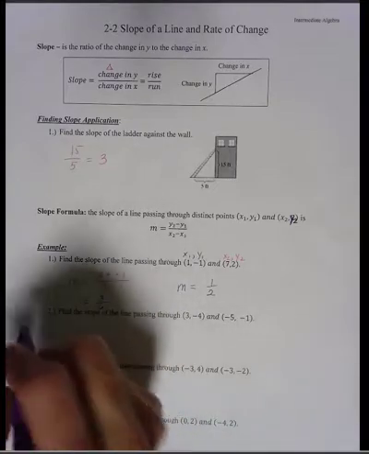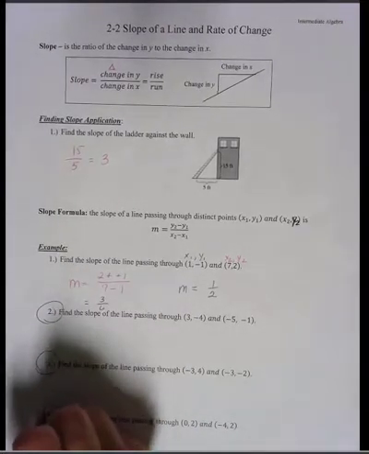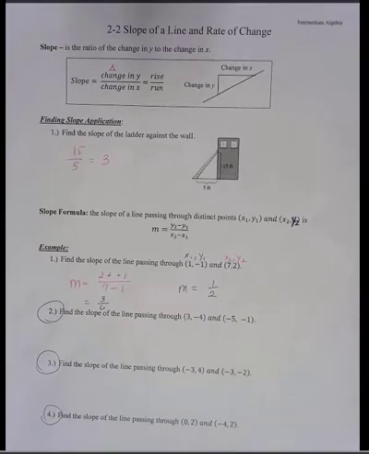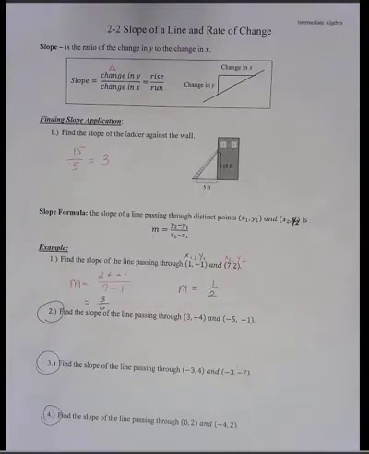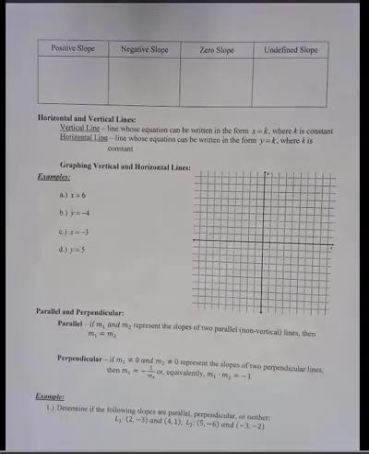Okay, I'd like you to pause the video and complete numbers 2, 3, and 4 using the formula, and/or you could use a piece of scrap graph paper to graph them and count your vertical change versus your horizontal change. Okay, welcome back. Hopefully you were able to find the slope for number 2, number 3, and number 4, and we'll go over those answers tomorrow in class.